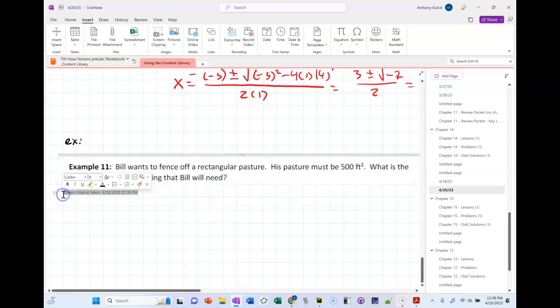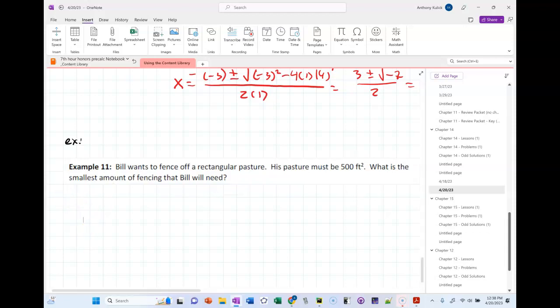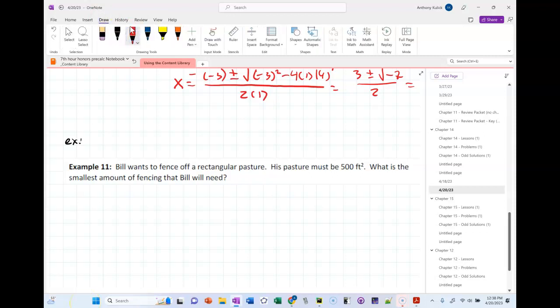All right, this says that Bill wants to fence off a rectangular pasture. His pasture must be 500 square feet. What is the smallest amount of fencing that Bill will need? So this is like a geometry, or at least a geometry-ish situation. So I'm going to start by drawing a picture.